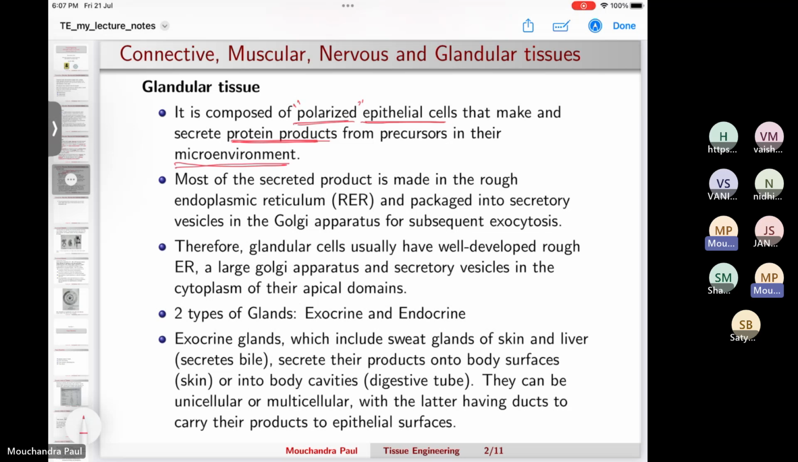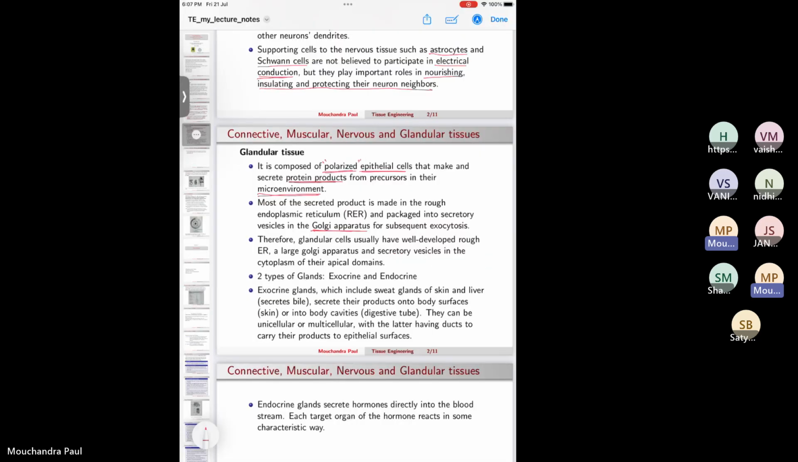Most of the secreted product is made in the RER, the rough endoplasmic reticulum, and these products are usually proteins, that's why I'm saying protein products. They are packaged into small vesicles, which is done by the Golgi apparatus. If you remember the arrangement of the various cell organelles surrounding the nucleus, there is the endoplasmic reticulum, and there are two types, the RER and the smooth endoplasmic reticulum. The RER comprises ribosomes, which are responsible for making protein products.